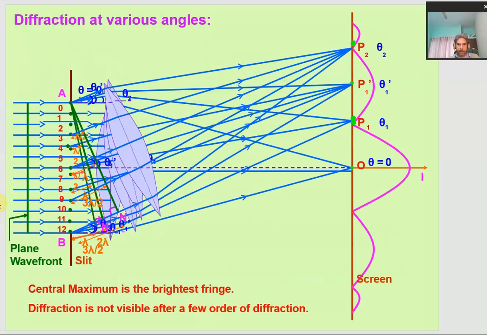So on this side, this is the graph for the intensity of the light. In this direction, we are taking intensity, and along this direction, we are taking the distance of the points from the center of the screen.